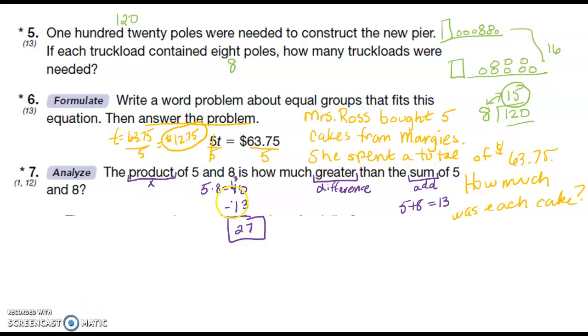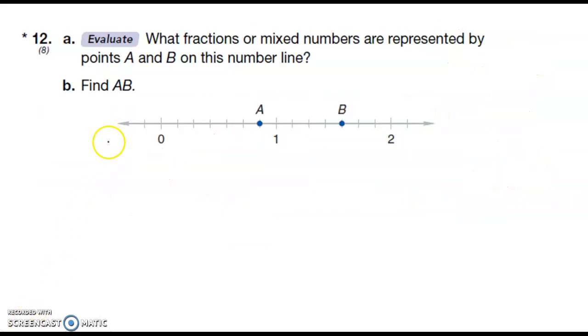Okay, my suggestion with these problems is to, again, interpret or decode the English sentence into a math sentence. Okay? As you saw, each word that I came across, does that have a math meaning? Okay. Number 12a. What fractions or mixed numbers are represented by points A and B on the line?